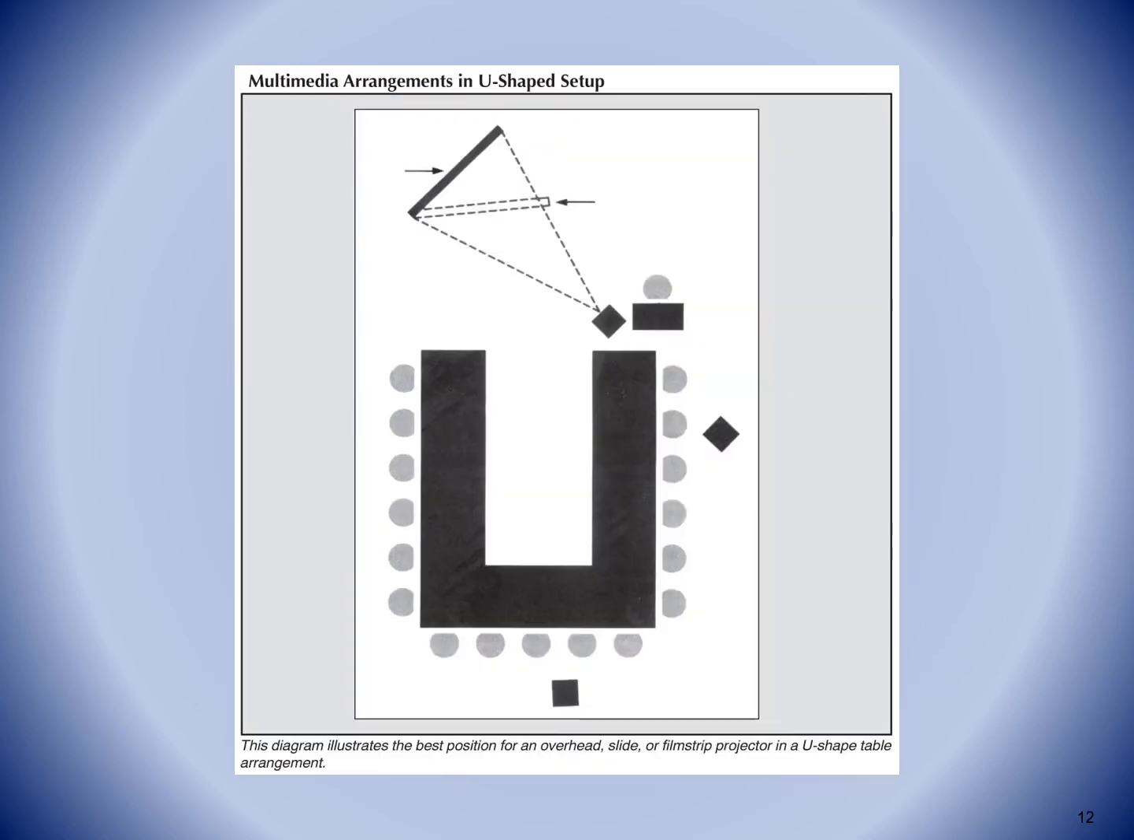Same thing with the U-shaped. Again, we have the screen either here or here, and then our projector and our person is right over here, so that way nobody is blocking their view.